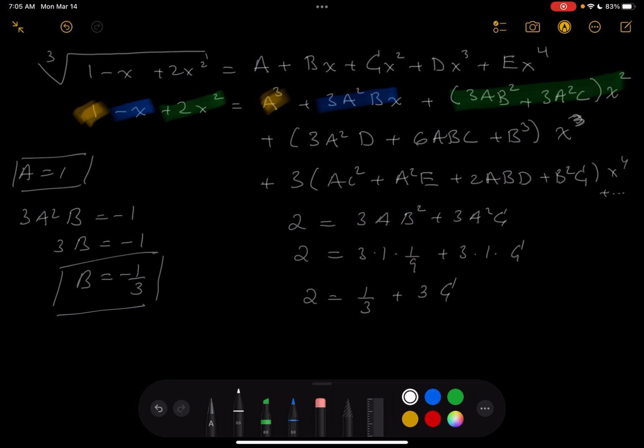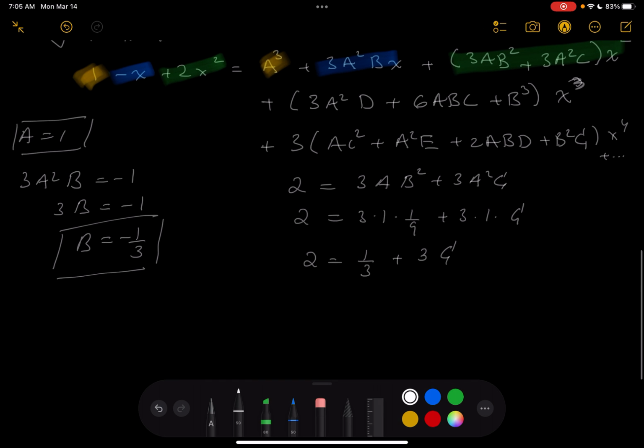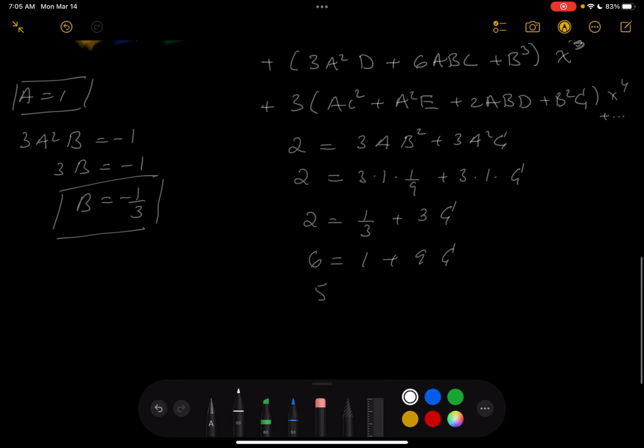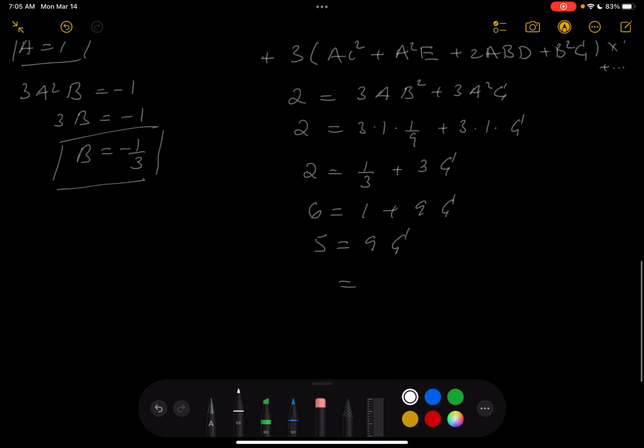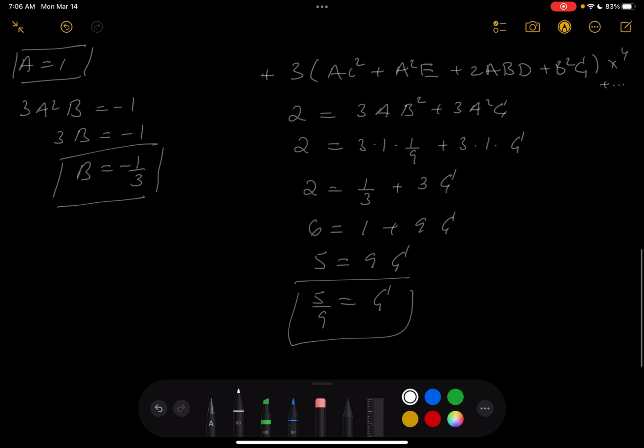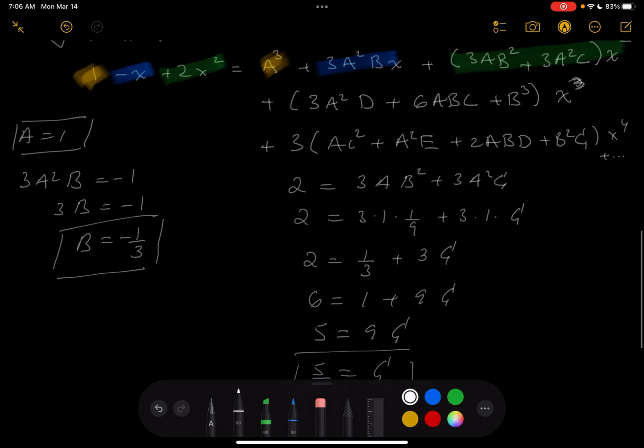Make sure I did that right. Yeah, 1/3, 3c. I can multiply both sides by 3. This would be 6 equals 1 plus 9c. We can get here 5 equals 9c. Divide both sides by 9, you get 5/9, and that equals c. All right? Someone says, what are you going to do next? Oh, I've got to get d. How do you get d? And you see this really goes on for some time, doesn't it?